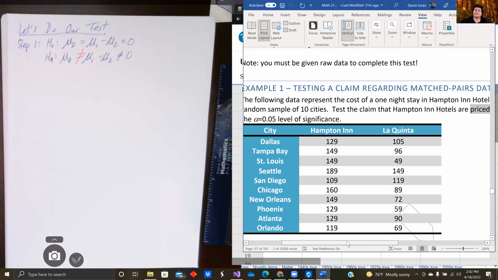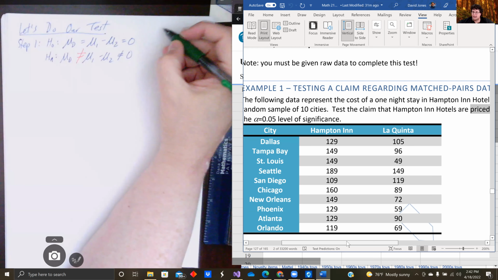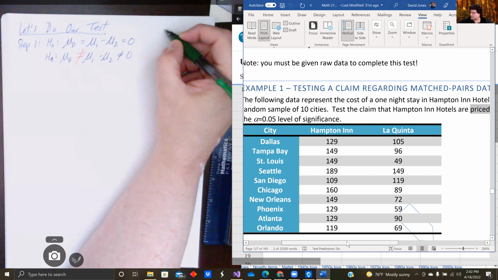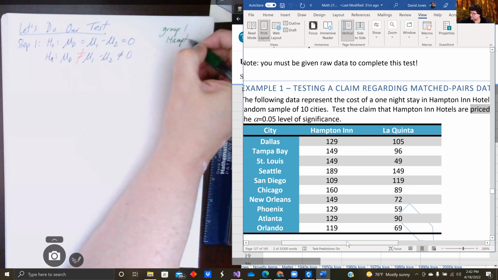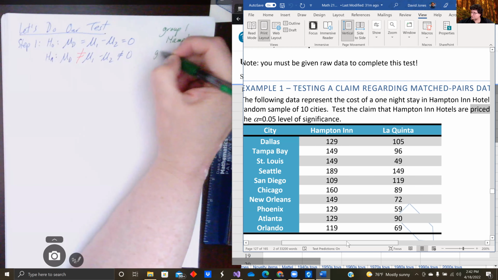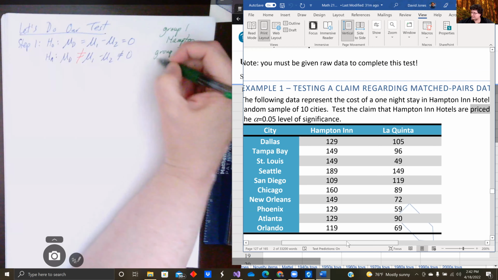So here we actually have a little bit of an advantage. It matters less which group we call group 1 and which one we call group 2. But I think to be safe, I'm going to label them. And since they're already in an order, and it doesn't matter what order I use, I'm going to call group 1 Hampton. And group 2 is La Quinta.